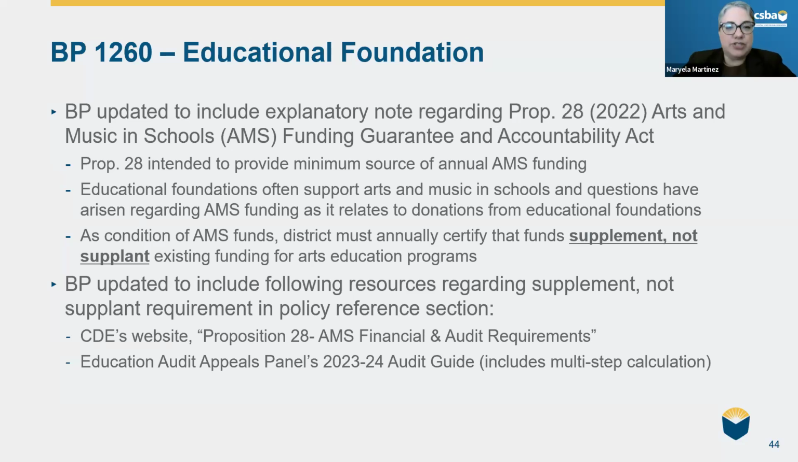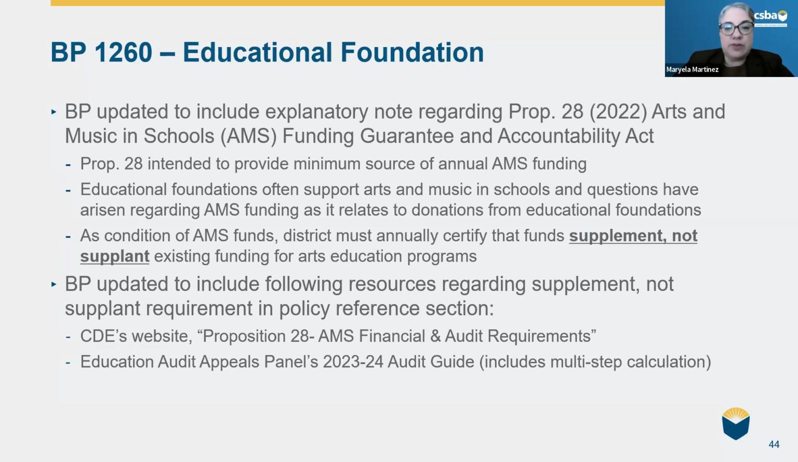Thank you, Meghan. So as Meghan noted, as a condition of receipt of the funds, districts have to certify on an annual basis that the arts and music in schools funds will be used to supplement funding for arts education programs, and that funds received in the prior fiscal year are in fact used to supplement arts education programs and not supplant existing funding for those programs. So this supplement, not supplant requirement is contained in Education Code Section 8821E.